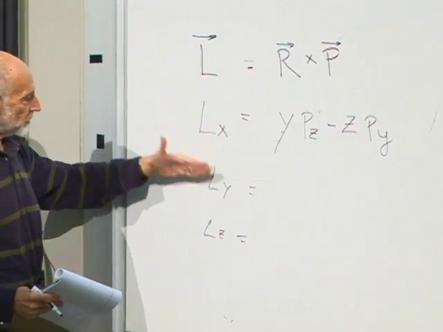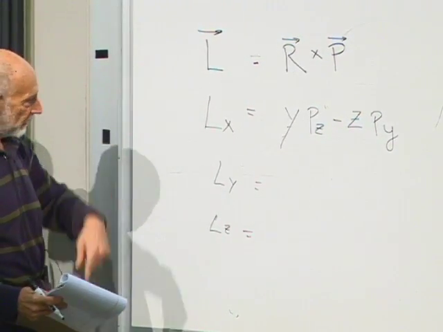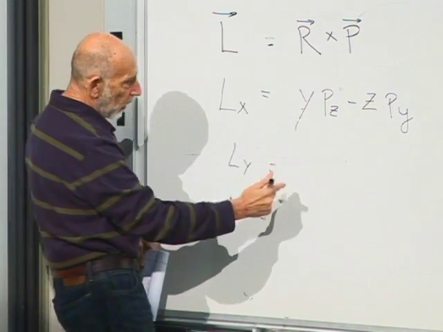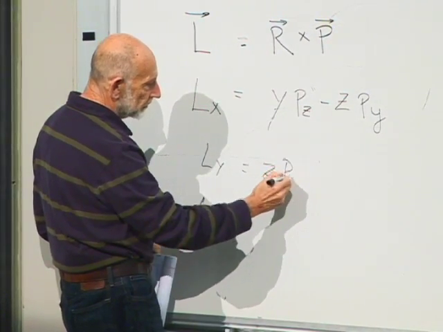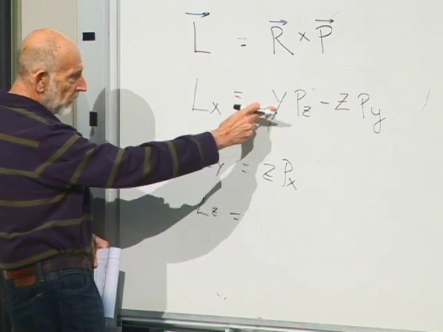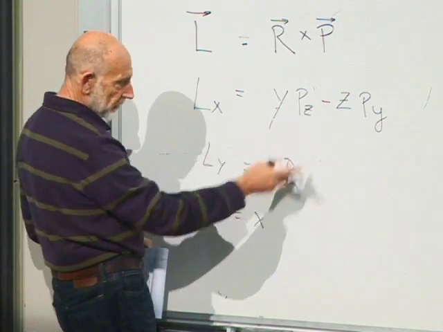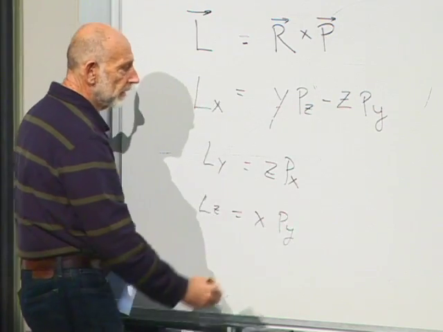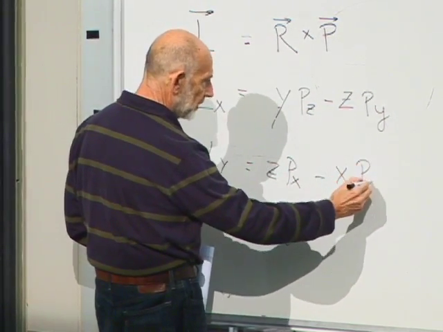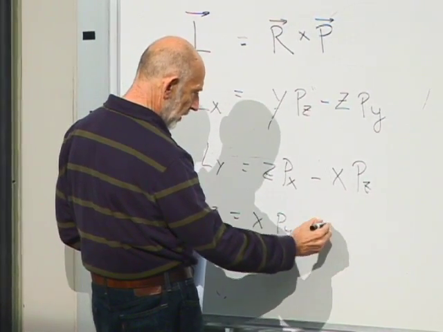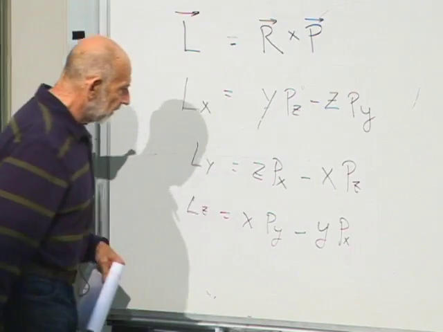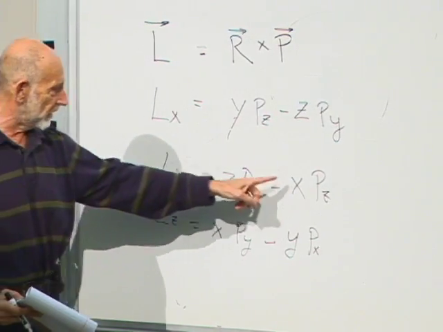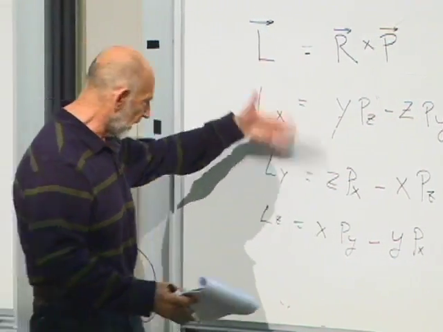The rule is you just cycle from x to y to z and back to x to y to z. Think of x, y, and z as being points on a clock, and you go from one to the next. So when you go from x to y, y goes to z, z goes to x. Let's go down to the next one, y, z, x. I'm not finished with the formula. Ly equals z px minus x pz, and Lz equals x py minus y px. The only reason I emphasize the cycling is to keep track of the sign. How do I know that Ly isn't x pz minus z px? Okay, that's the rule. You cycle through that way.